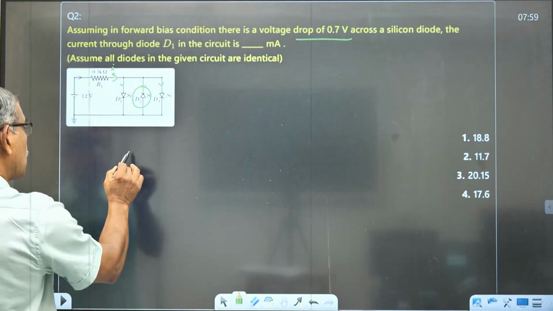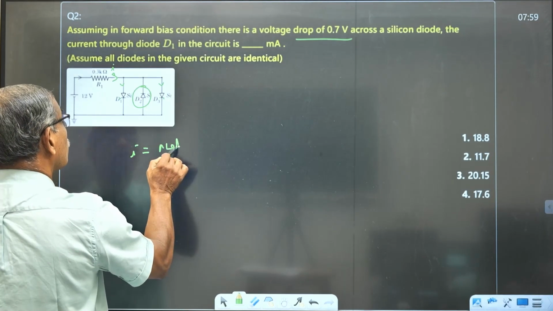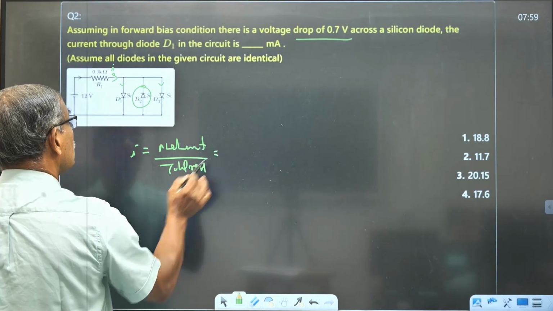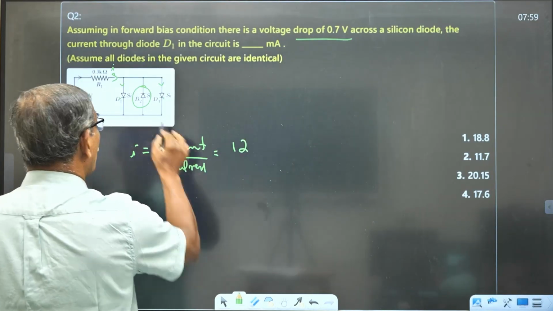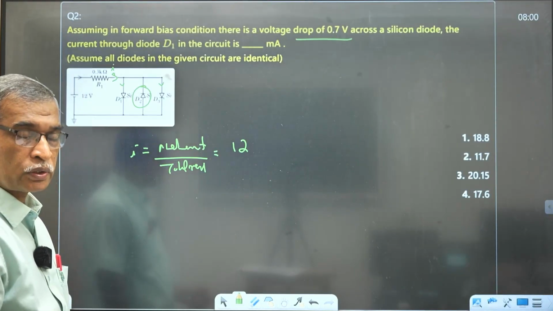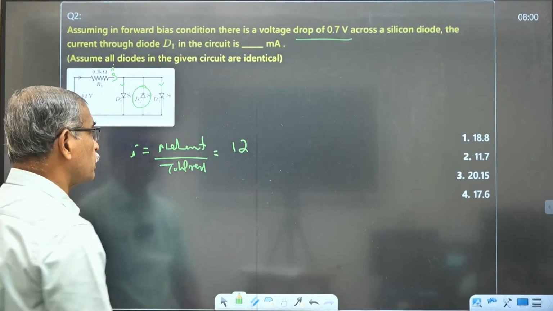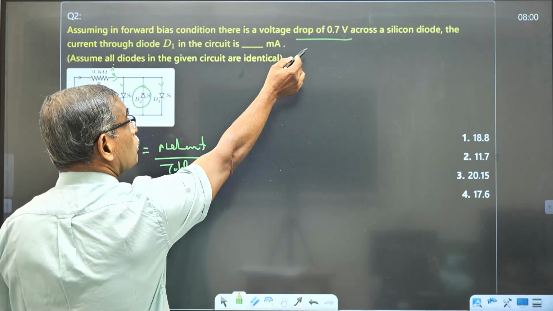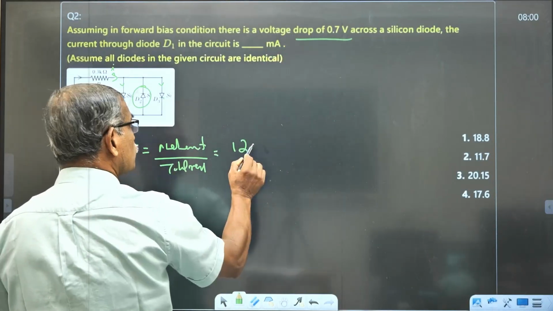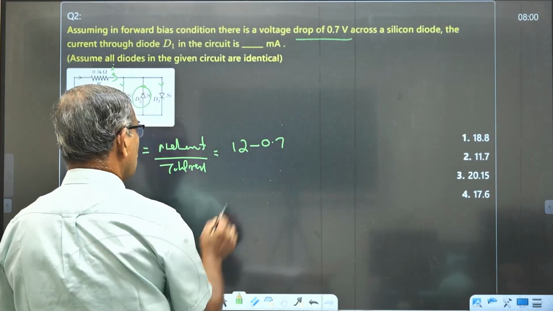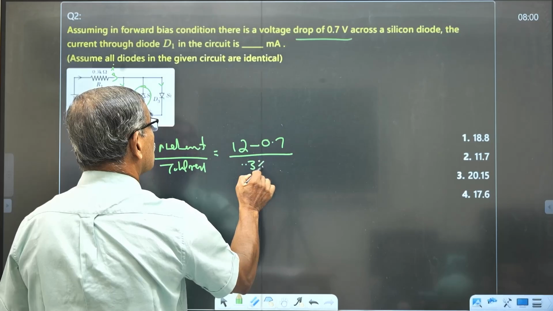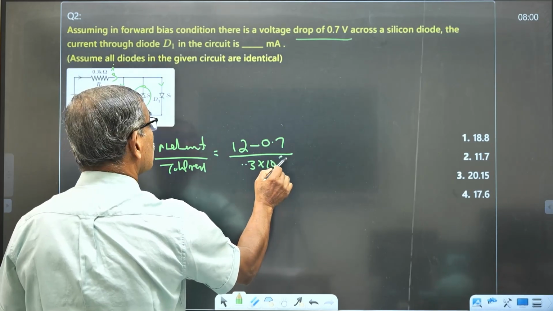Net EMF. The current I is given by net EMF by total resistance. Sorry, net EMF is 12. The voltage drop across the diode is this forward bias voltage. The potential barrier voltage is 0.6, so minus 0.6, by total resistance, 0.3 into 10 raised to 3.